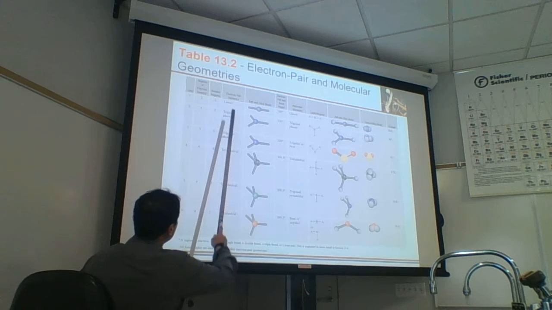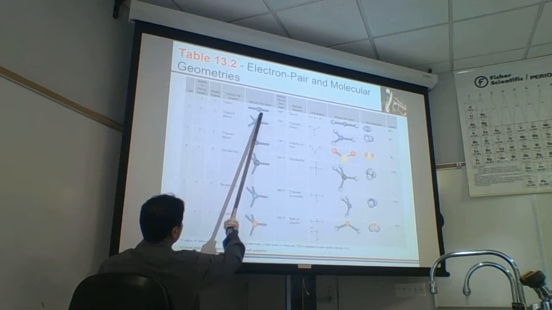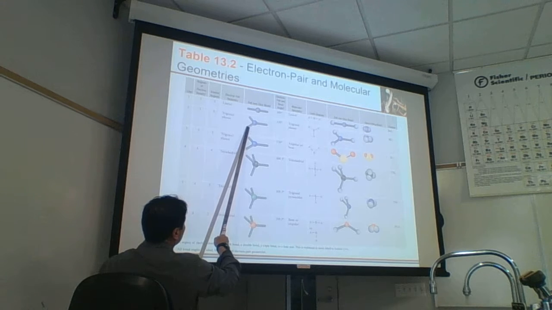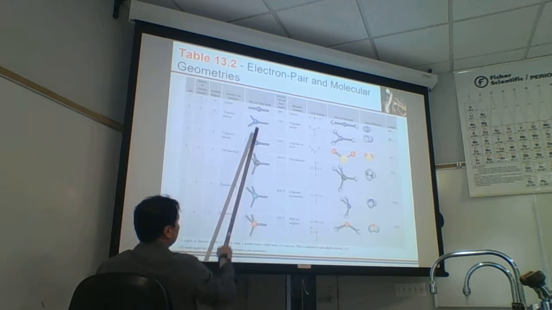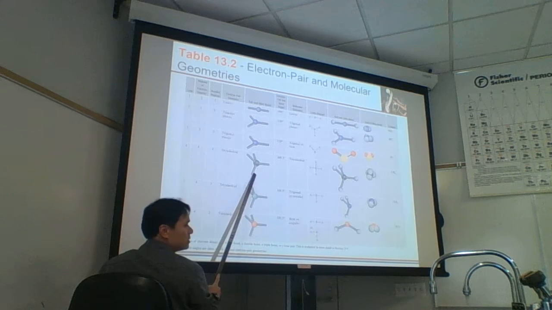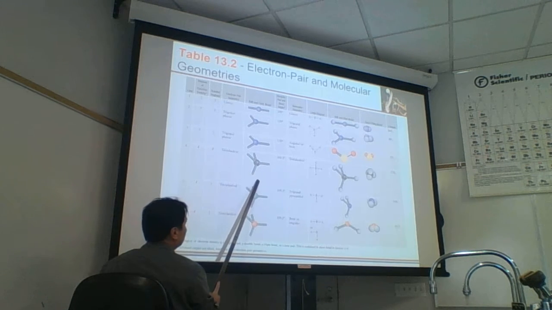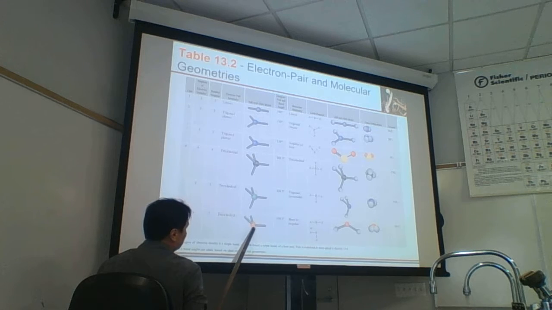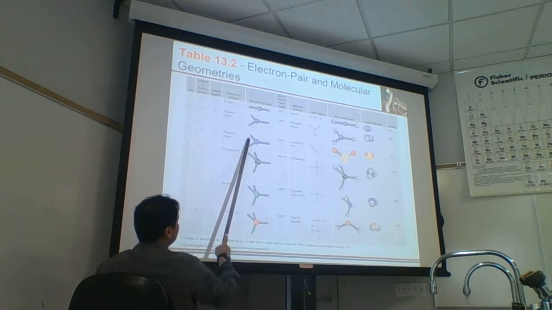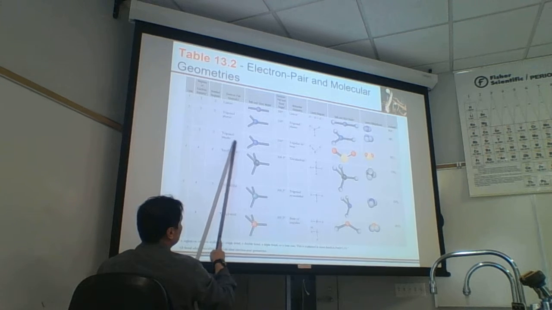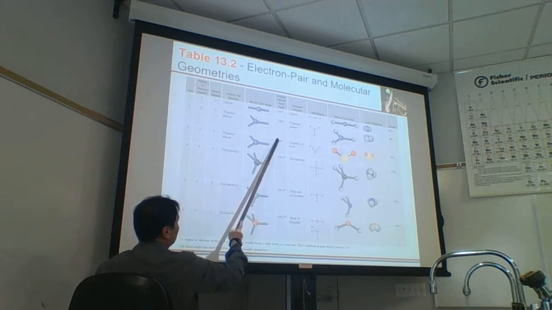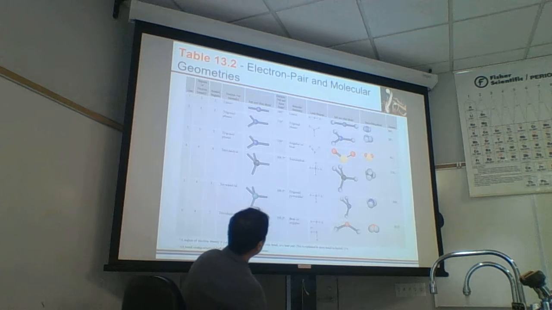So for example, if we have 2 groups, it's linear. If we have 3 groups, it's trigonal planar. So this is trigonal planar, that's trigonal planar. If we have 4 groups, it's tetrahedral. Tetrahedral, tetrahedral. And so what's the difference between these 2 trigonal planars? Nothing. They're both trigonal planar EPGs. They both have a 120 degree angle. But it depends on how many bonded atoms I have.